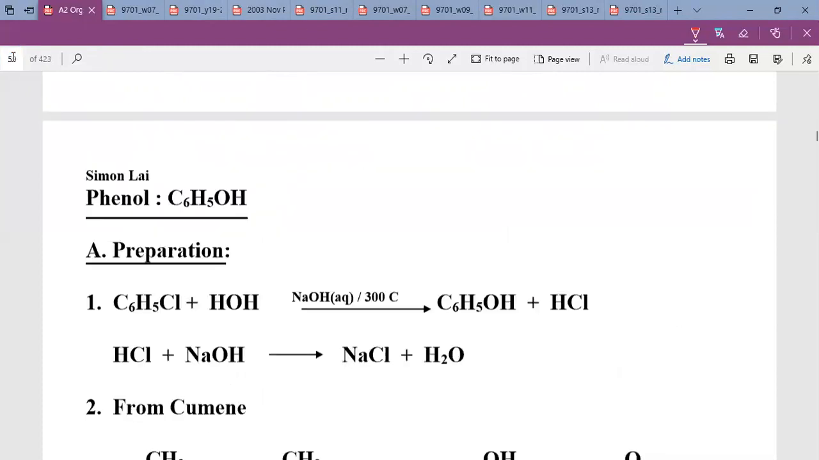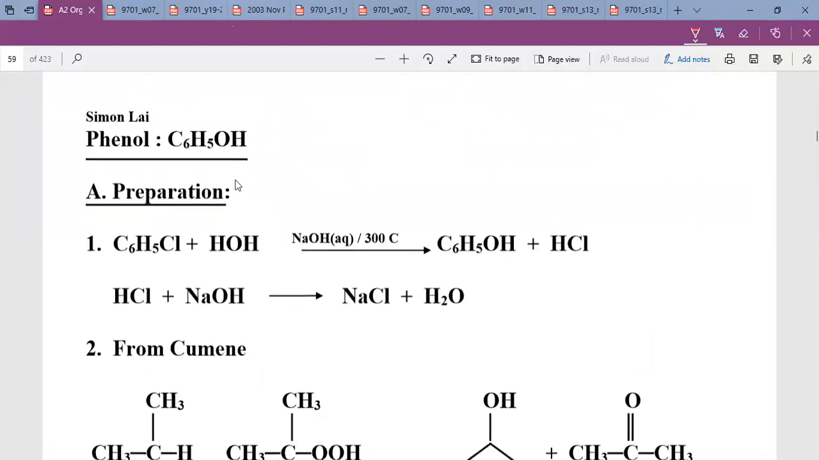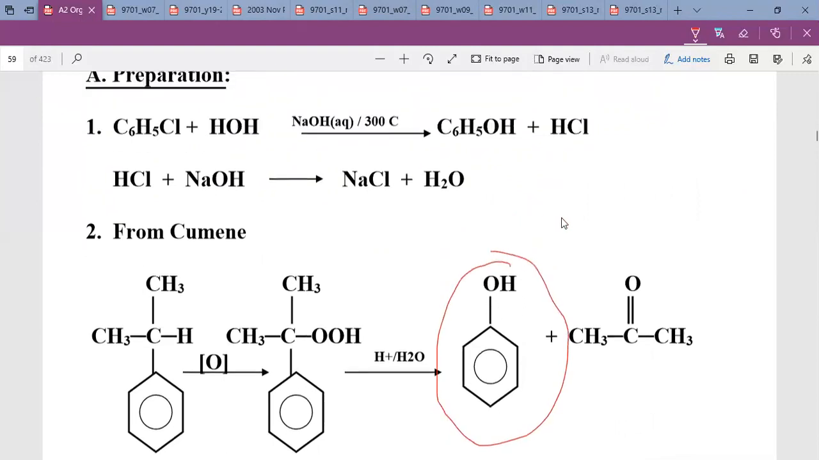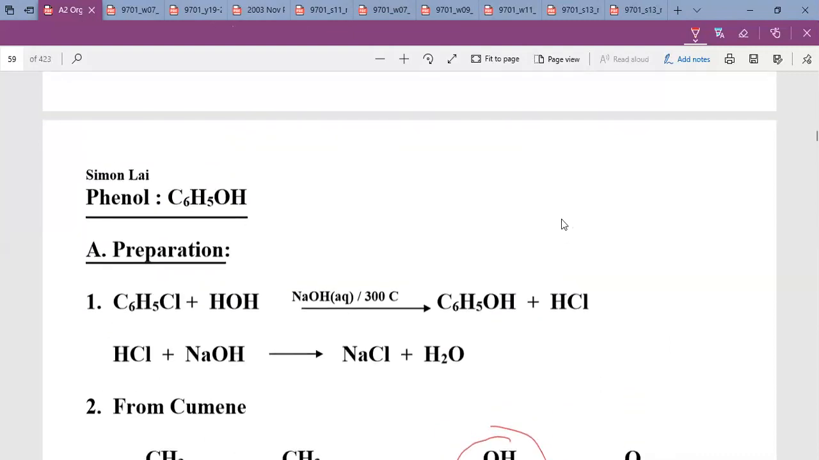Okay, phenol. As you can see, this is phenol, with the OH here. Of course, it is an aromatic alcohol. Now, remember the normal alcohol is ROH, where R will be aliphatic, for example, CH3.